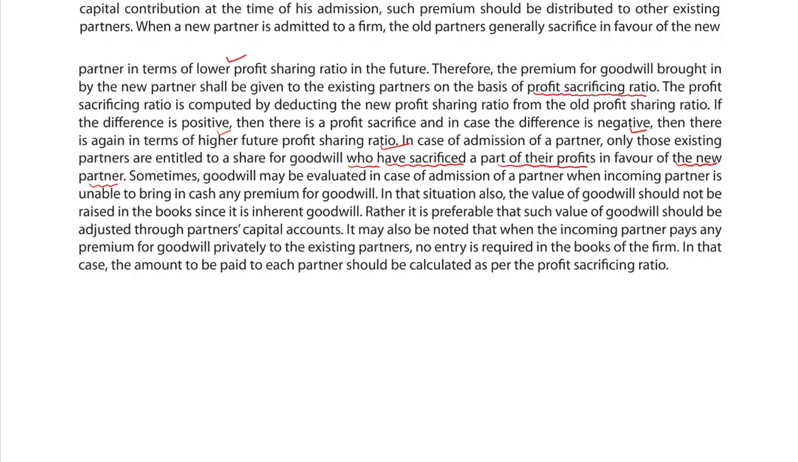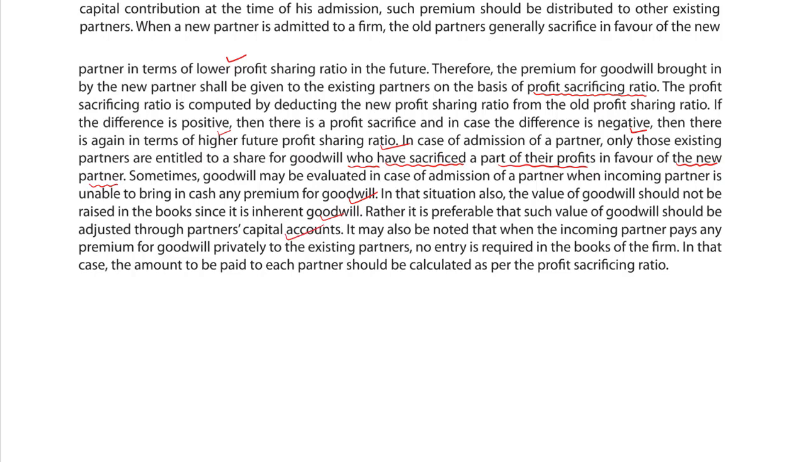Sometimes goodwill may be evaluated in case of admission of a partner when the incoming partner is unable to bring in cash any premium for goodwill. In that situation also, the value of goodwill should not be raised in the books since it is inherent goodwill only. Rather, it is preferable that such goodwill should be adjusted through partners' capital accounts only.